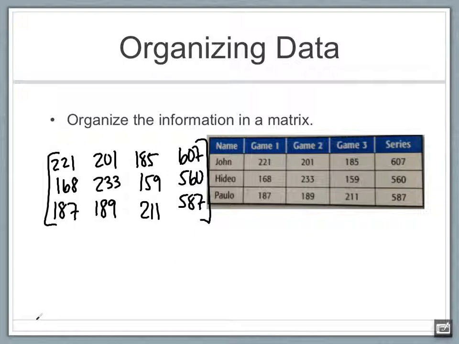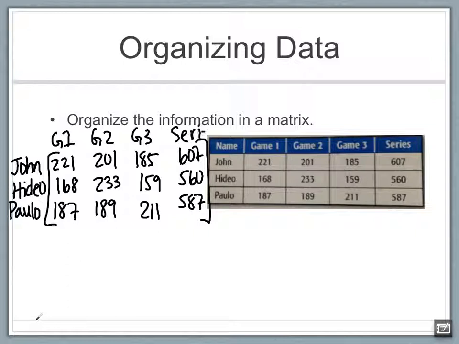Okay, what I would like you to do is label this matrix in some way so you know what all of these numbers mean. So here, this is player John. Here's Hideo, I don't know, that's my best guess. And here's Paulo. And then let's label game 1, game 2, game 3, and then the entire series. So later in the chapter, we're going to be organizing information in a matrix and then doing something with that matrix. Right now, we're just going to focus on putting the information in the matrix.